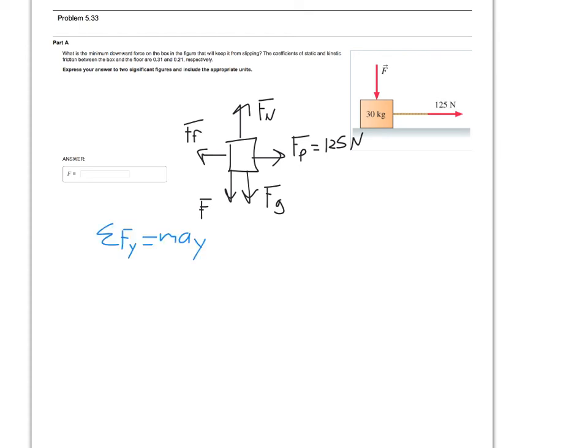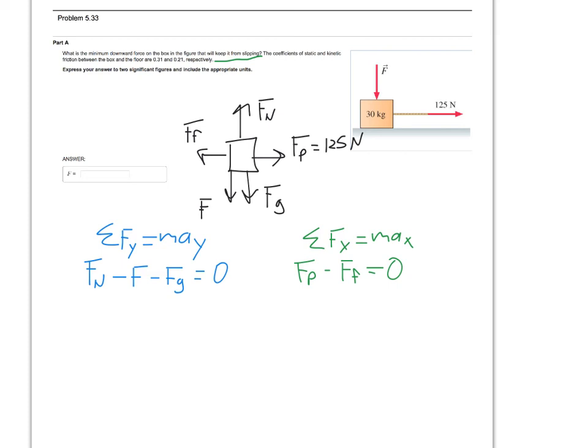For my F equals ma in the y direction, I'm going to have Fn minus F minus Fg, and that's going to be equal to 0 because there's no vertical acceleration. And in the x direction, I'm going to have that pulling force minus the force of friction also equal to 0 because we want to keep the object from slipping. That is the key here, to keep it from slipping, keep it from moving.